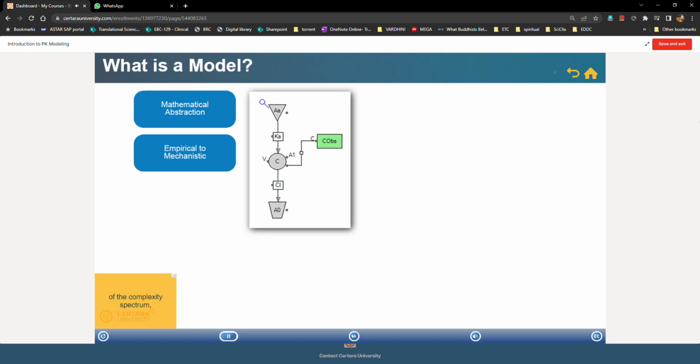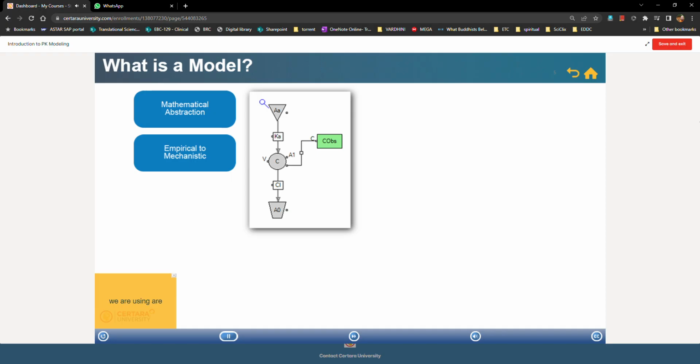At the other end of the complexity spectrum, a mechanistic model accounts for many of the processes that the drug is known to undergo. Although Phoenix is primarily used for empirical modeling, it is possible to create more mechanistic models in Phoenix. In this course, however, we will be using entirely empirical models.